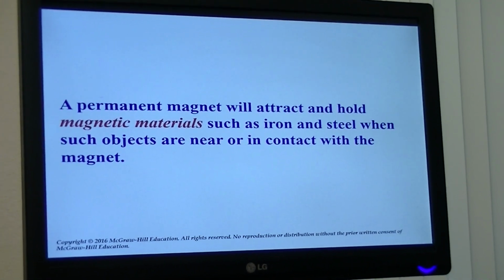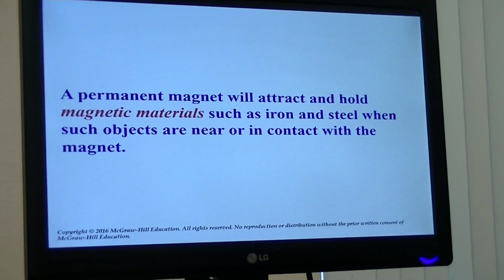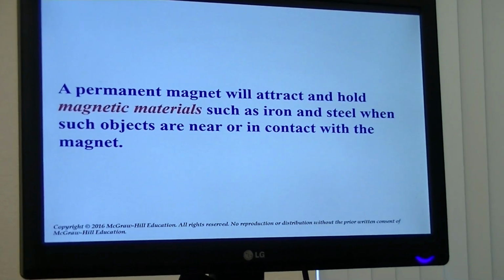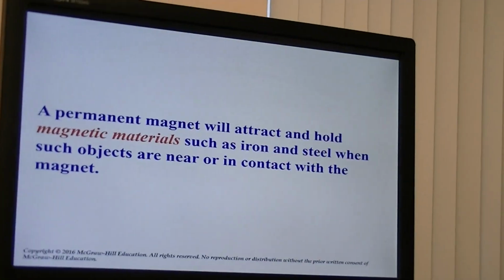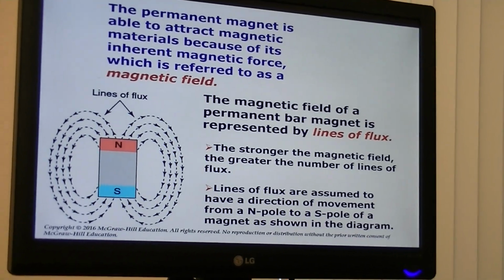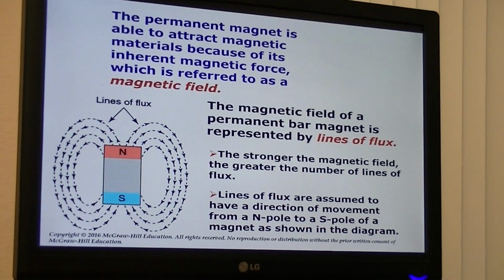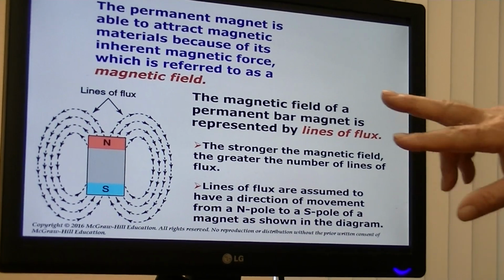All right, so if we talk about a permanent magnet, we've all seen them. They have a lot of different uses in a lot of different places. Typically it's a chunk of iron or steel that's been magnetized, and when such an object is near or in contact with the magnet, it's attracted. A permanent magnet is able to attract magnetic materials because of the inherent magnetic force, which is referred to as a magnetic field.